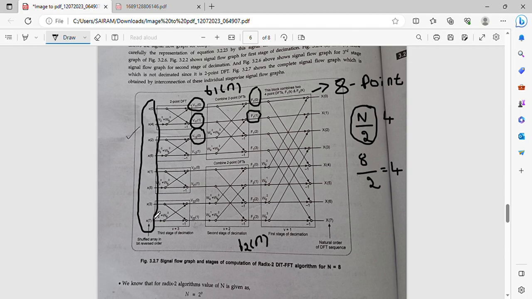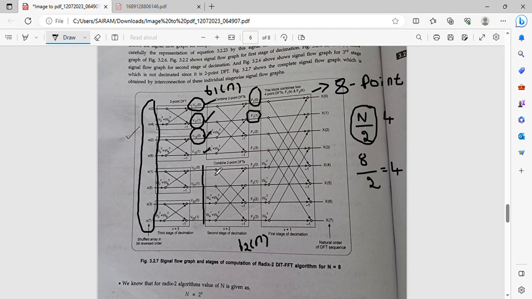So the input x of n given in the question, you are making it bit reversed order. You are making x of n in bit reversed order, and then you are supposed to give it to the 2 point DFT, and the output of the 2 point DFT is this: V11 of 0, V11 of 1, V12 of 0, V12 of 1, and V21 of 0, V21 of 1, V22 of 0, V22 of 1. So this is all the output that I get from the 2 point DFT.